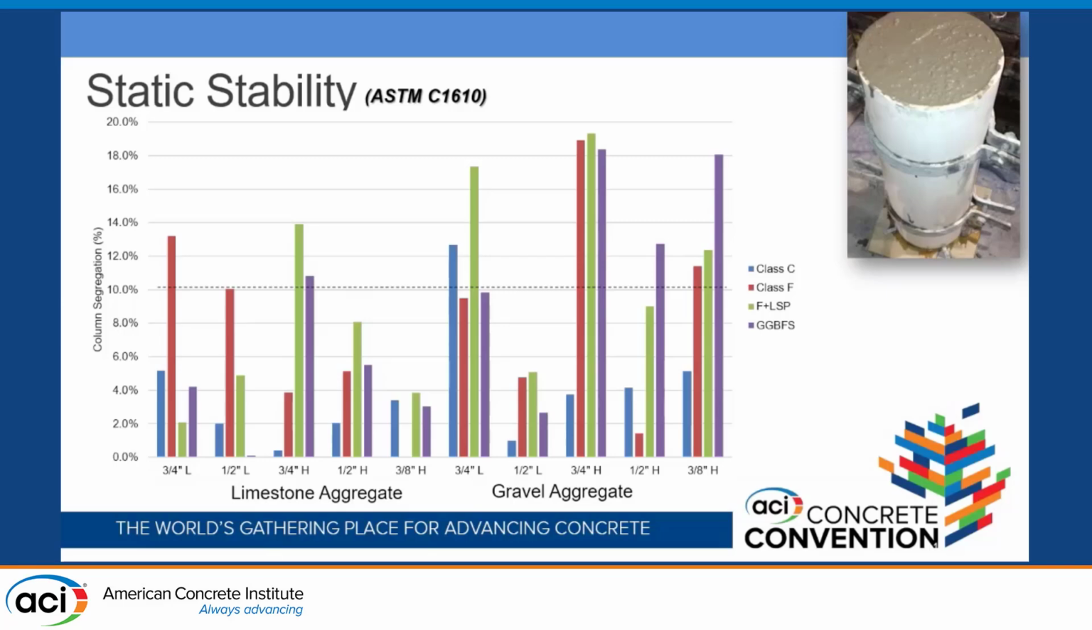And you can see here we have two groups basically. Limestone is one group and gravel is the other. And looking at the aggregate size is actually a more prominent effect. The ones with 3/4 inch size are the ones that pretty much give high or low stability, or high segregation somehow. But the SCCM itself did not show any pattern or trend in terms of the static stability in this case.